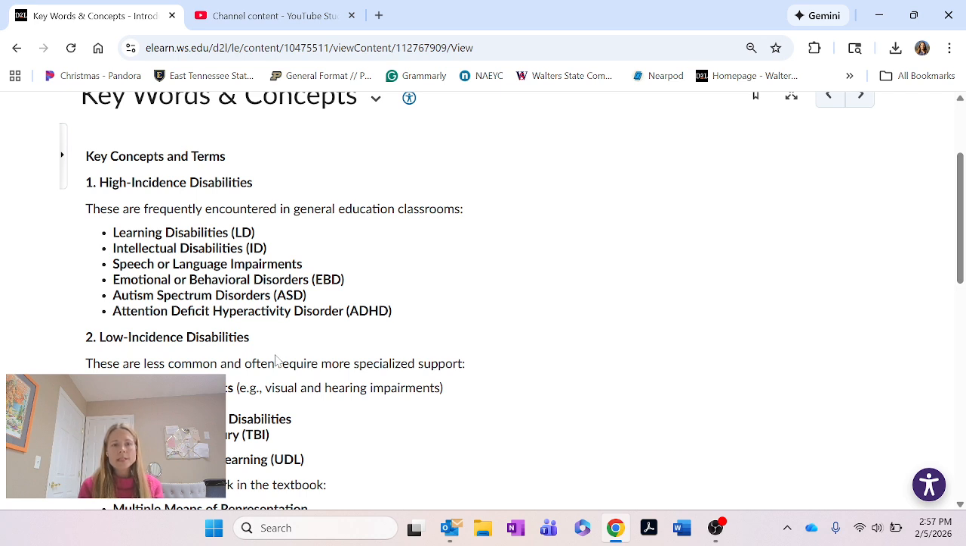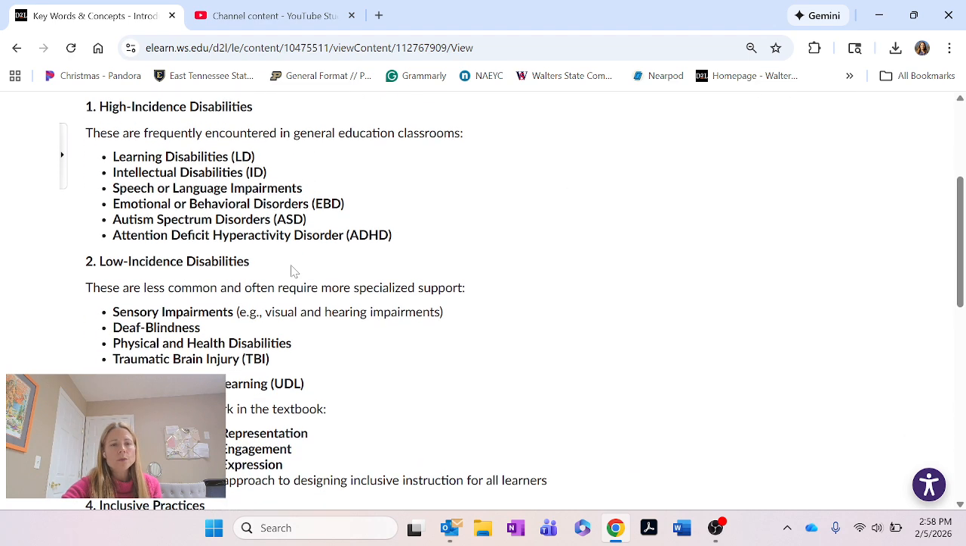Intellectual disabilities, speech or language impairments, emotional or behavioral disorders such as EBDs, autism spectrum disorders, ASD, or attention deficit hyperactivity disorder, ADHD. So those are the types of disabilities or disorders that are underneath high incidence.